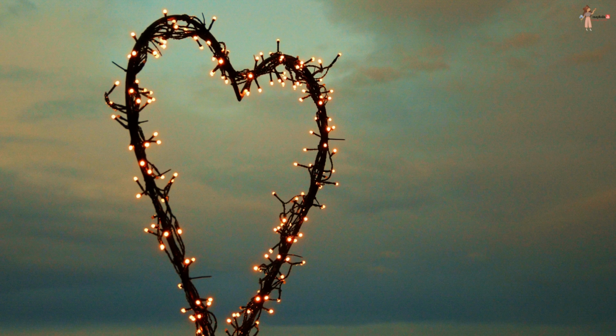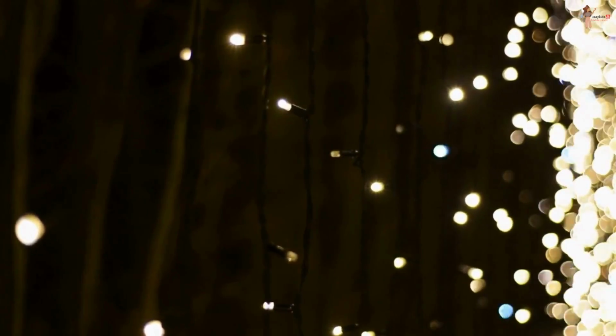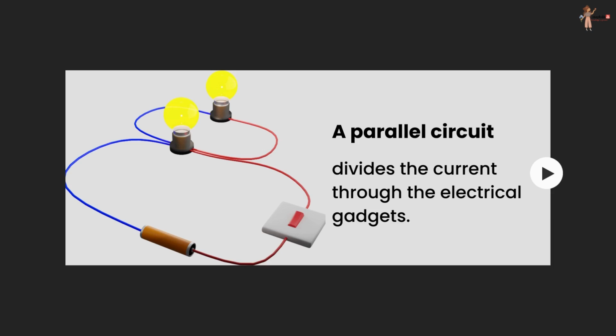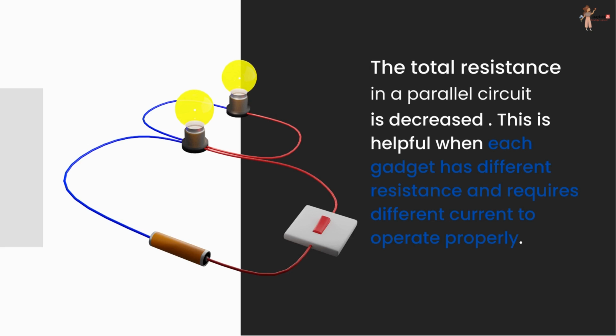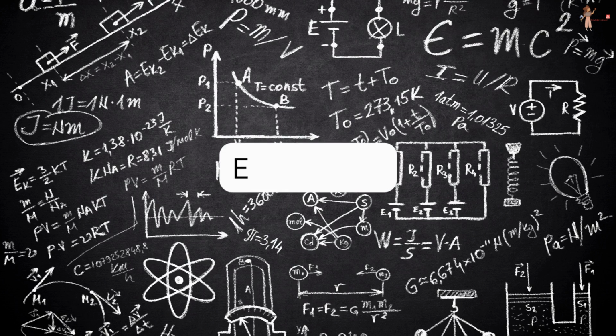If you have used fairy lights to decorate buildings on festivals or marriage celebrations, etc., you might have seen the electrician spending a lot of time in trouble locating and replacing the dead bulb. Each has to be tested to find which has fused or gone. On the other hand, a parallel circuit divides the current through the electrical gadgets. The total resistance in a parallel circuit is decreased. This is particularly helpful when each gadget has different resistance and requires different current to operate properly.